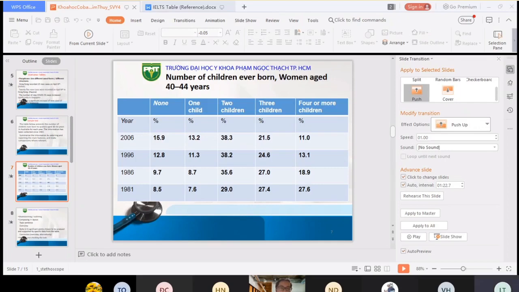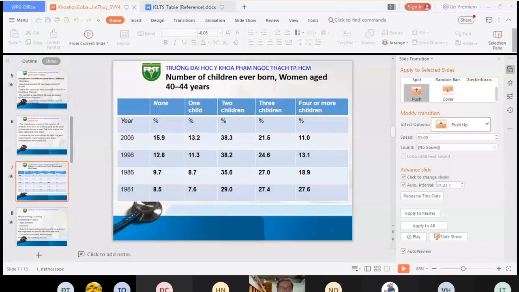I think the trend is the percentage of women aged from 40 to 44 years tended not to have children. Very good. So you see an increasing trend, right? When we talk about a table, we also talk about trends.